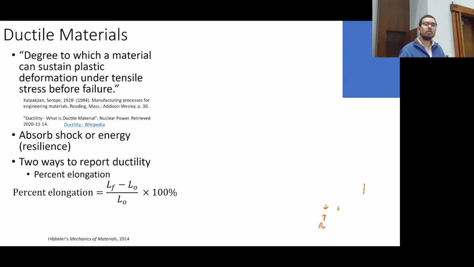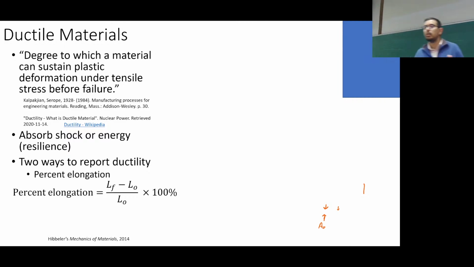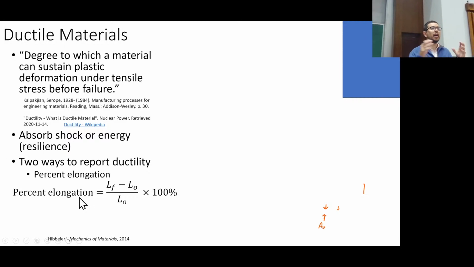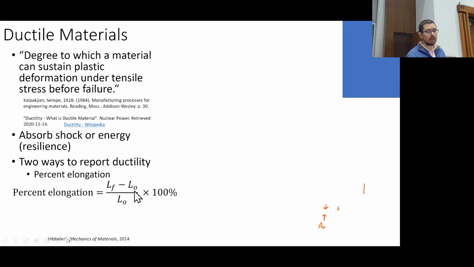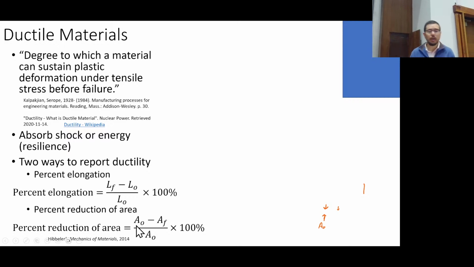In terms of characterizing the material, there are a couple ways to report ductility. One is how much does it elongate when it breaks. So LF would be the fracture length, L naught would be the original length, and so you take the delta of those and put it over the original length and times 100%, and that's percent elongation. Another way is to look at the reduction of area.